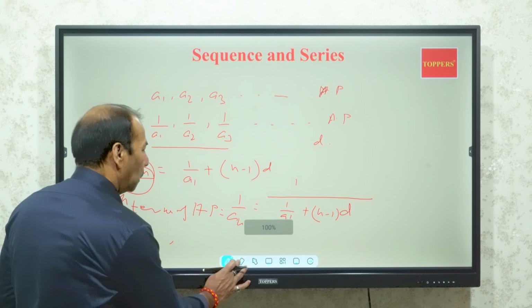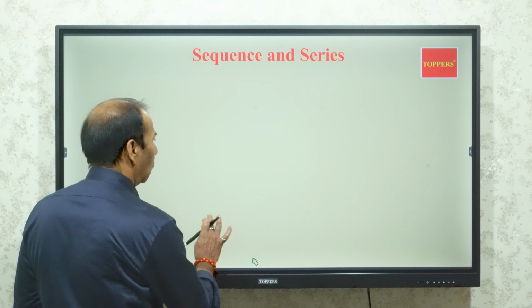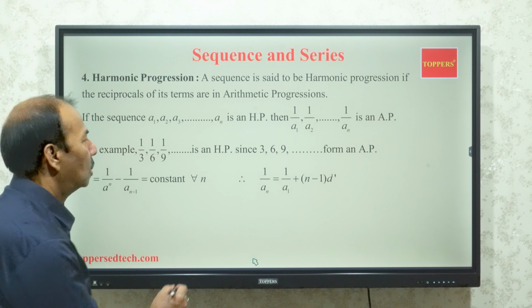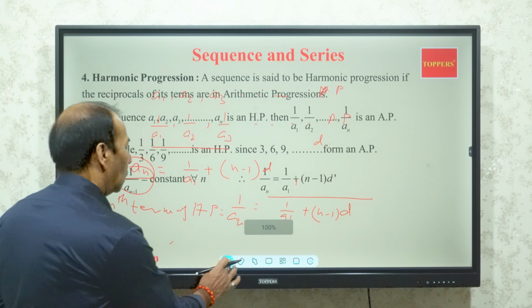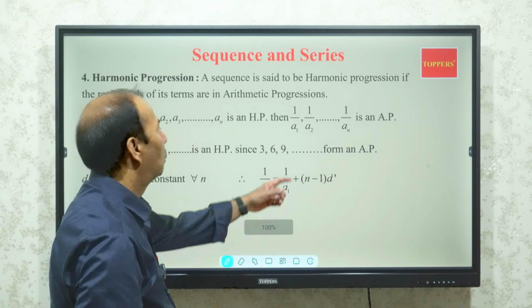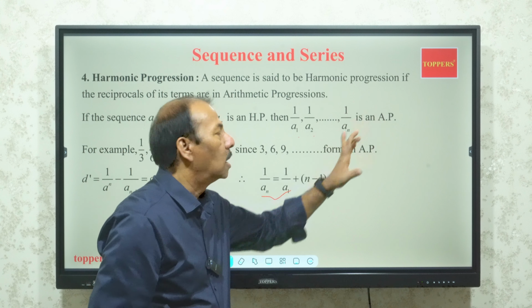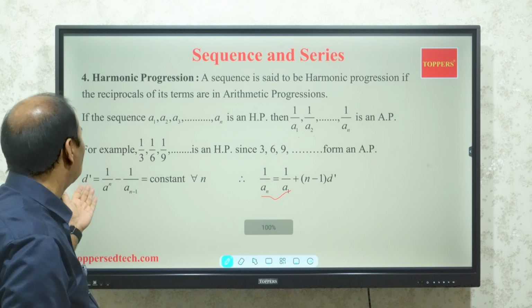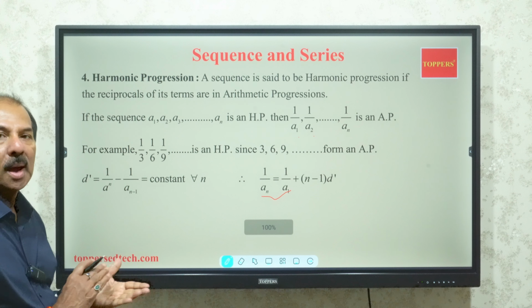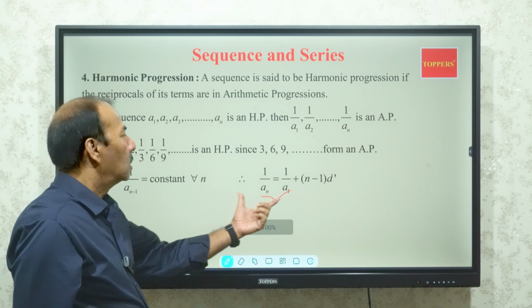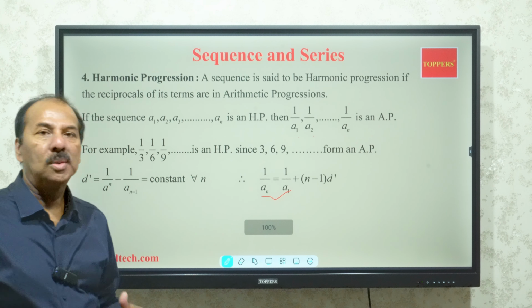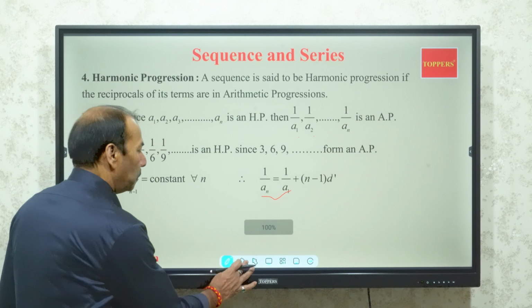Now let us see. Here also you can see the same thing that we have considered just now. You have 1 upon a1, 1 upon a2, dot dot 1 upon an, in arithmetic progression. From that we will get the common difference. Either you say nth term minus n minus 1th term, or n minus 1th term minus nth term. That depends on whether you are taking it in the descending form or the ascending form, and that way we can always calculate the nth term of the harmonic progression.